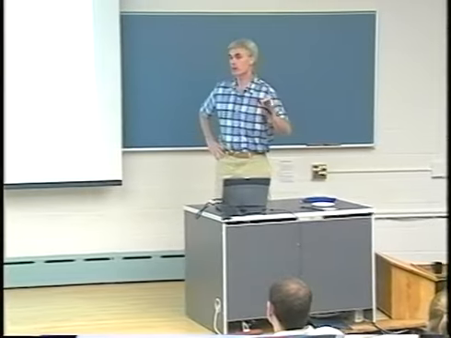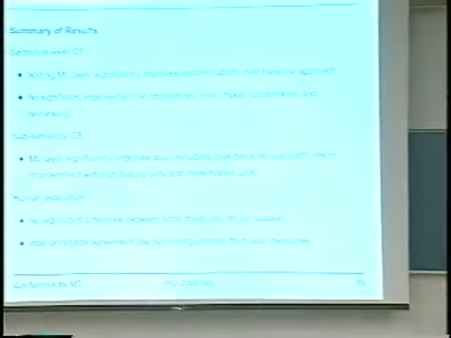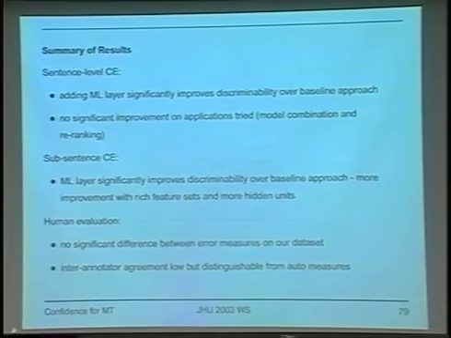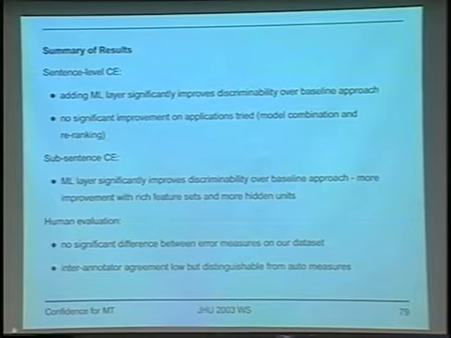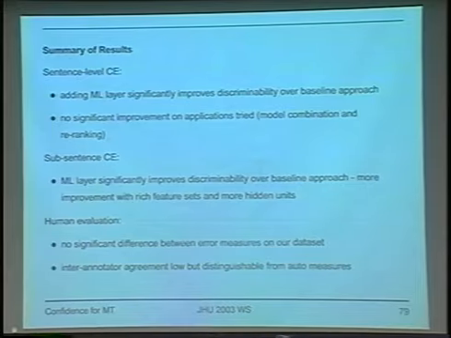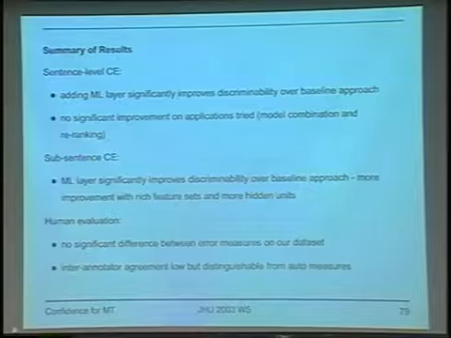So just to summarize our results from the workshop, we've done basically 3 big experiments. Sentence level confidence estimation. The main findings were that adding an extra machine learning layer improves discriminability results over just the raw statistics that you can get from the base model. And unfortunately, we didn't get any significant improvement on the 2 applications that we tried, model combination and reranking.